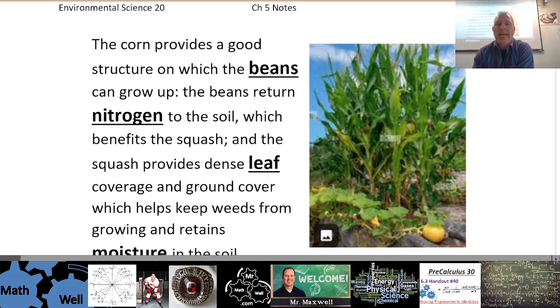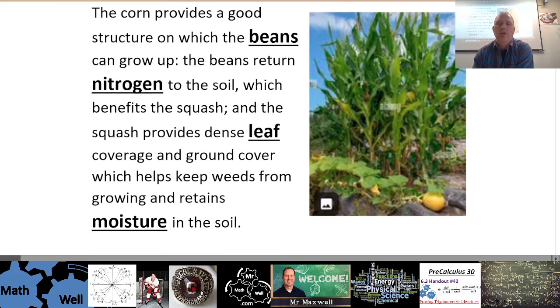The beans return nitrogen to the soil, which benefits the squash. Squash need nitrogen. Beans give nitrogen to the soil. And the squash provides dense leaf coverage and ground cover, which helps keep weeds from growing and retains moisture in the soil.